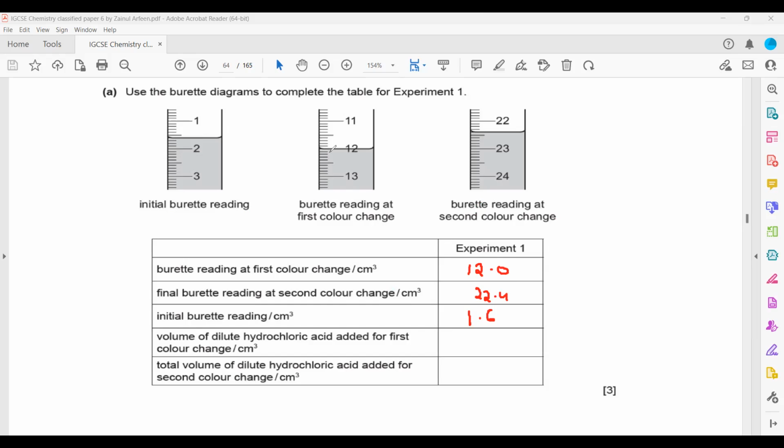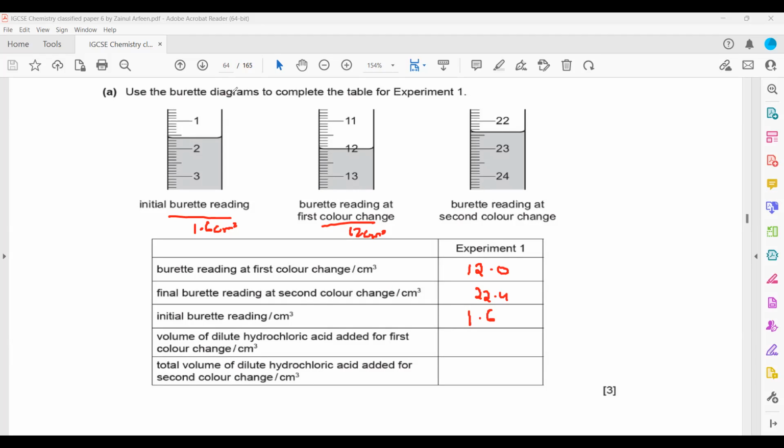Now, volume of hydrochloric acid for the first color change. So this was originally, and this is how much the difference is there between these two volumes. Like this was 1.6 cm cube, or it was filled originally to 1.6, and when there is a color change, the burette reading was 12.0. So how much difference is there? So the difference, how much liquid is removed.